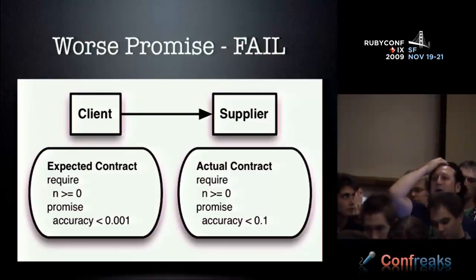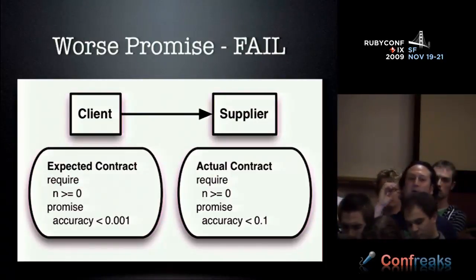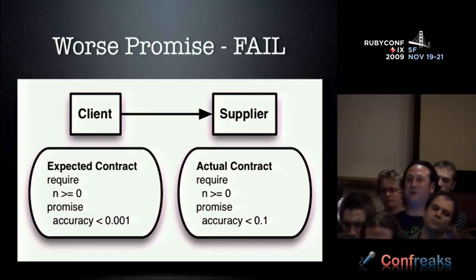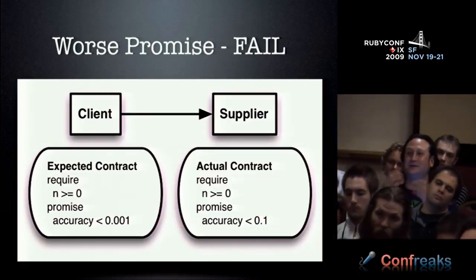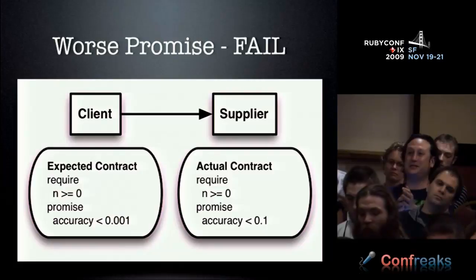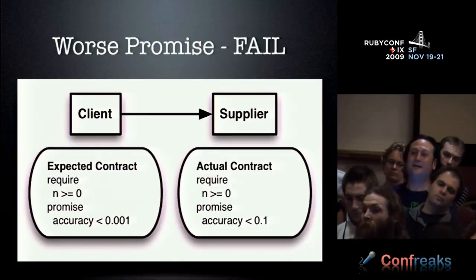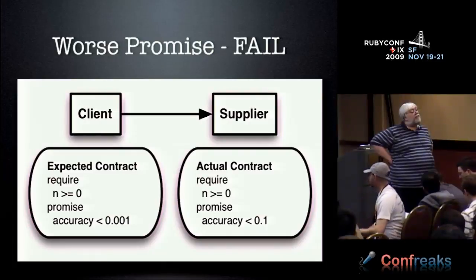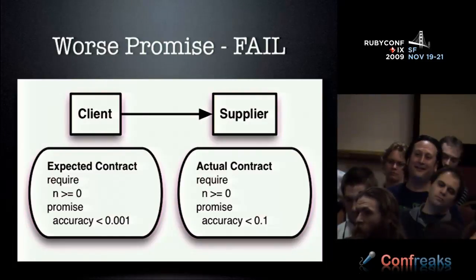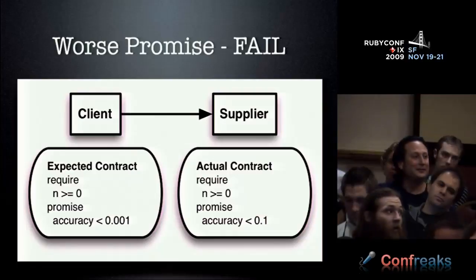Yes, in the back. Better promise might fail also. Like, what if you're comparing for them to be equal, and they're not equal because you're more precise, right? In other words, the gardener is using twice as much gas, and that's a problem. Quite possibly, although, yeah. You can't say that a better promise is always better. You could say probably. You may also have a performance implication.